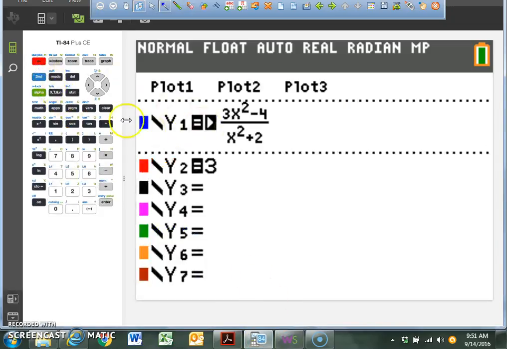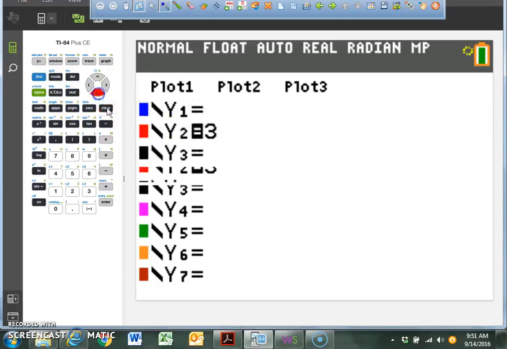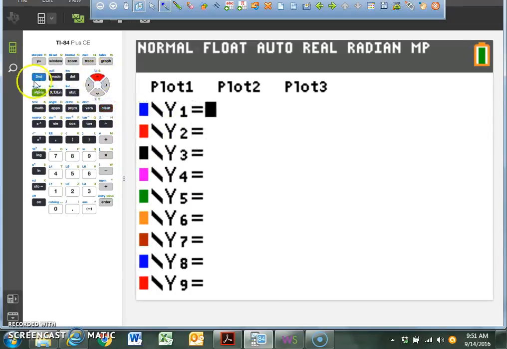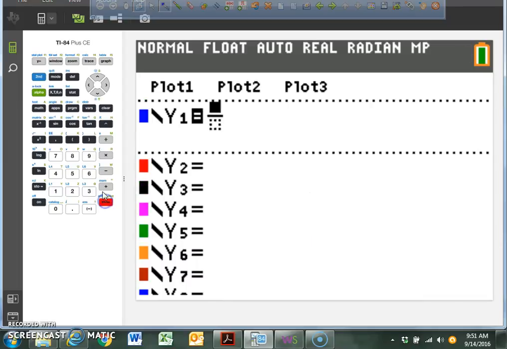Clear Y1 out, clear Y2 out, hit alpha, Y equals, enter, and tell me what our expression was on the top. 5x to the third minus 4. And what about the bottom? 2x to the third plus 2. Let's see what this graph looks like. It should be an interesting graph.